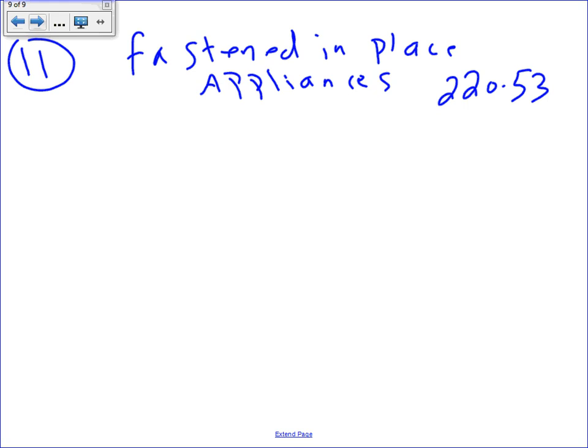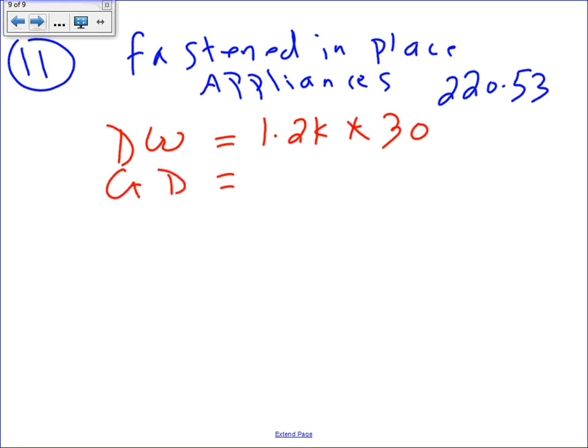Okay, so do me a favor, my friend. Hold on, Nick. Do you have that sheet of the fasten in place? The first thing that we did was the dishwasher. Dishwasher, 1.2 kVA. 1.2 kVA times, how many of them do I have? 30. Okay, next. Garbage disposal, what do I have? 1.5 kVA times 30.